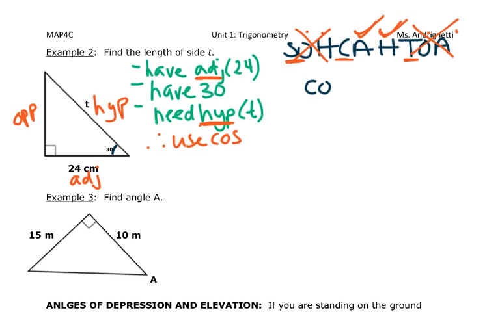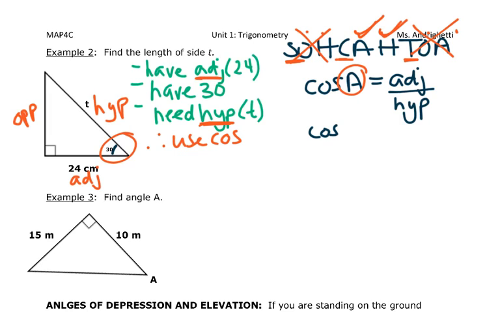So let's write it out. We have cos of A equals adjacent over hypotenuse. So now that we have our formula, we can write everything in. Do we have our angle A? Yes, we do. It's 30. So I'm going to replace A with 30 equals. Do we know what adjacent is? We do. It is 24. So let's put in 24 all over hypotenuse. Do we have hypotenuse? No, we don't, but we can just replace it with T if we want.